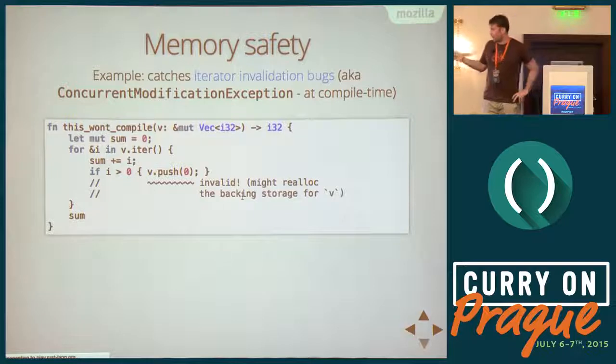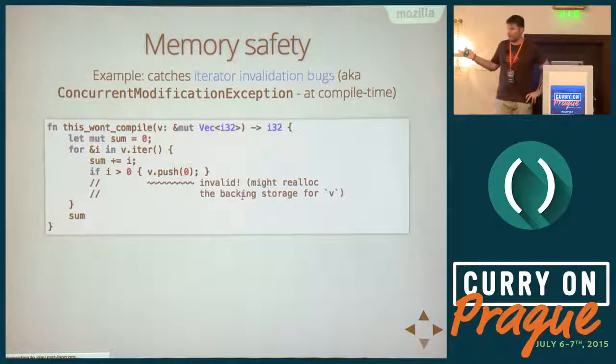And this is an example I like because this isn't an example that everyone necessarily thinks of. In particular, this is a bug that plagues even safe languages like Java. Namely, you may have heard of concurrent modification exception.